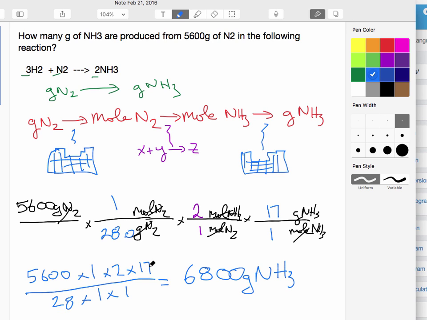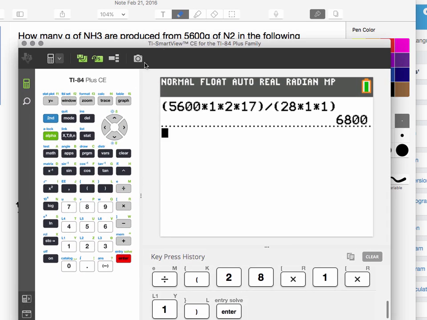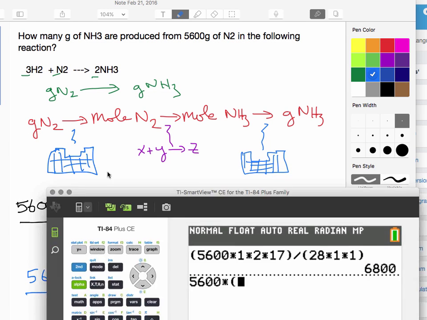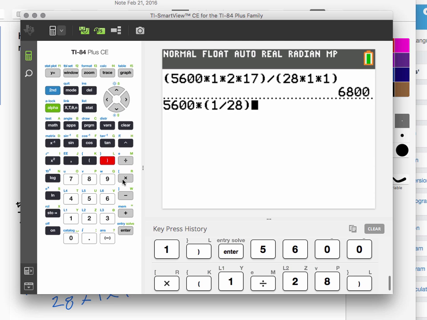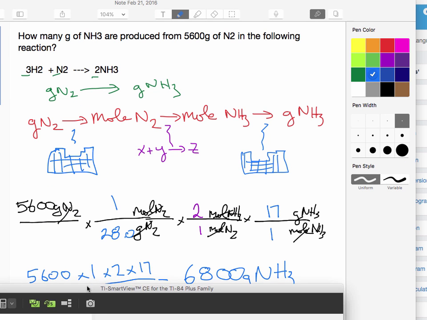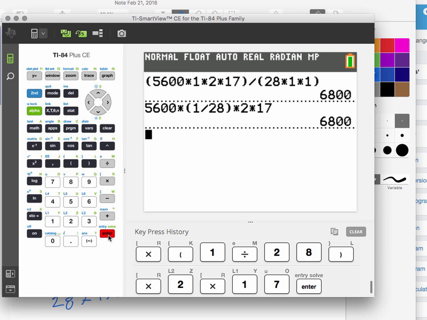If it does, that's okay. You can also write it as a fraction. There's all kinds of other ways to enter the same thing and get the same number out of your calculator. You could have gone with 5,600 times, and then you could have done each individual fraction. So you could have gone 1 divided by 28, right parenthesis, times, and then you could have done 2 over 2, and then 17 times 2 times 17, and it should have given you the same answer.